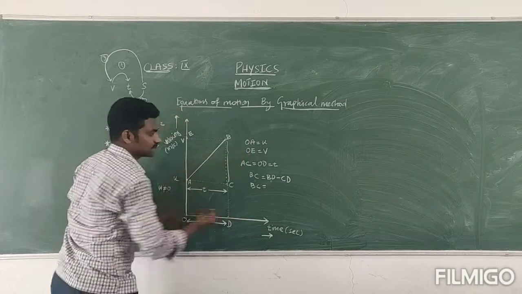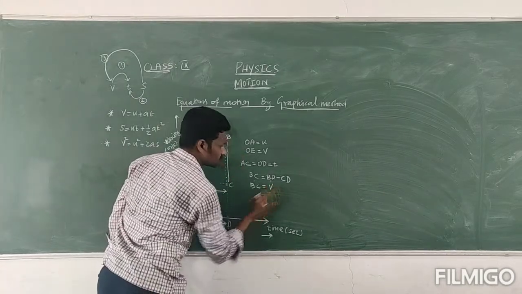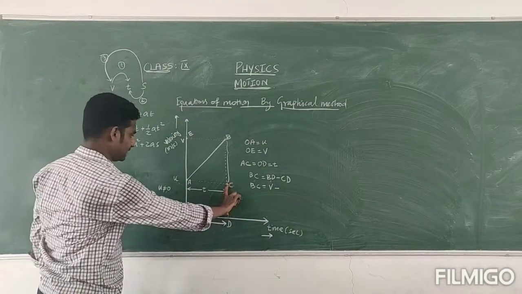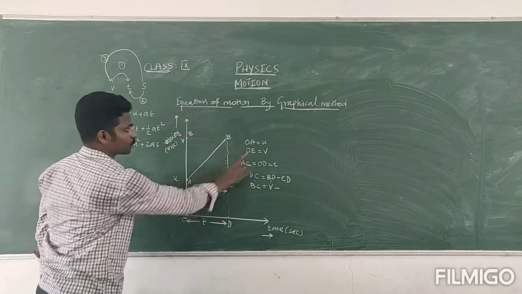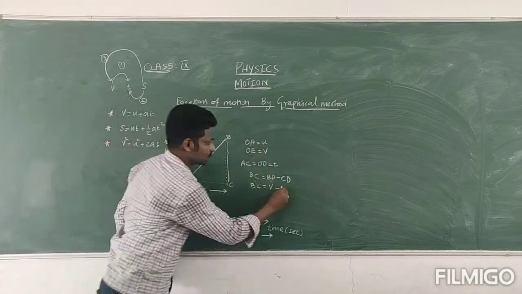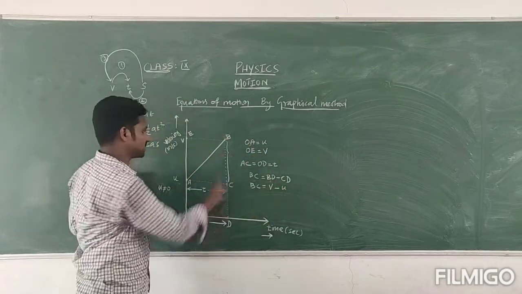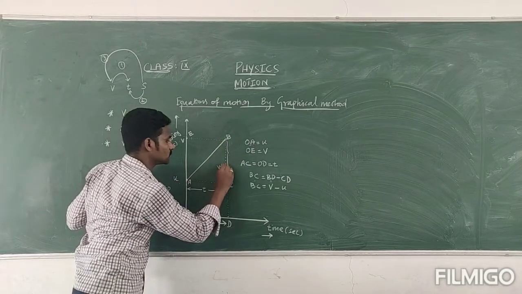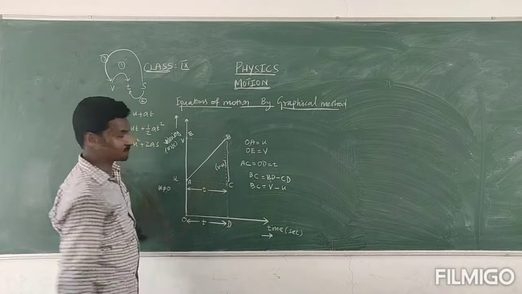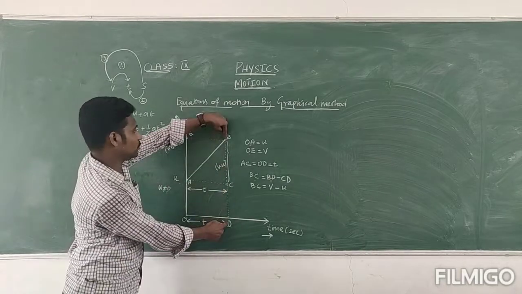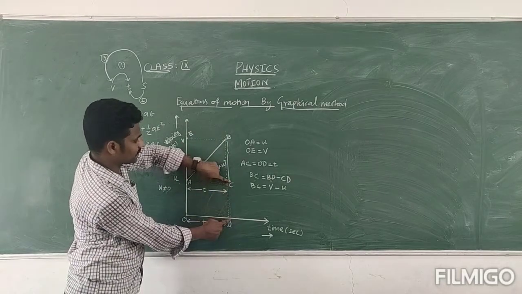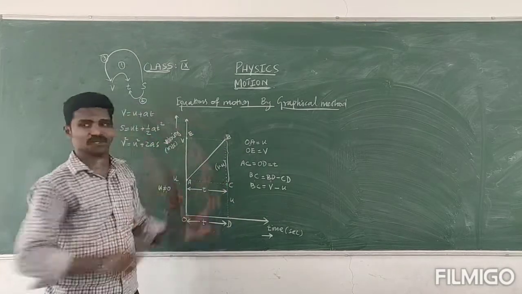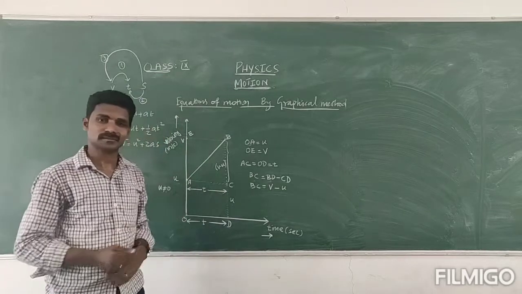OE is nothing but what? V, minus CD. CD is here. CD is nothing but what? OA. OA means what? U. So this gap we can say is V minus U. Understood? This full value is V, up to here is U, then here is V minus U. That's all. The graph work.